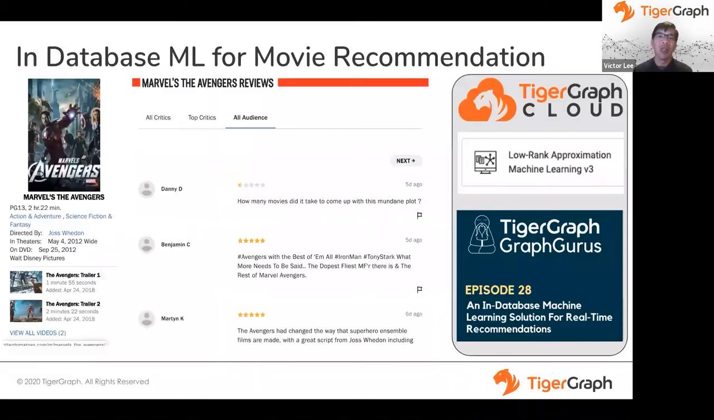And the cool thing I want to mention, actually, I'm going to skip over this. There's a lot of detail. It's in the slides, which you'll be able to download later. But in one of our webinar demos, one of our starter kits, we have this method called in-graph machine learning for movie recommendation.